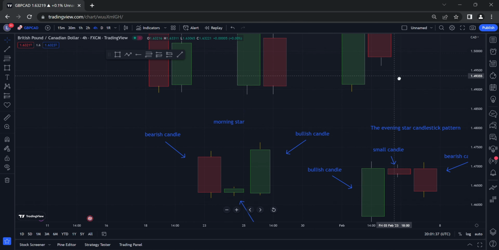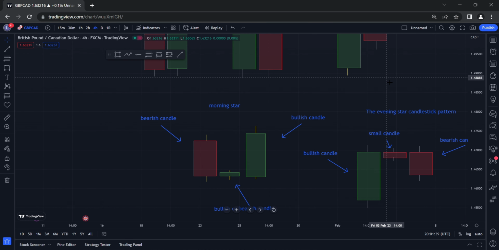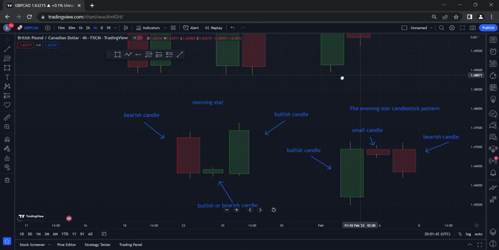So what will be our next candlestick to read about? It will be the morning star.